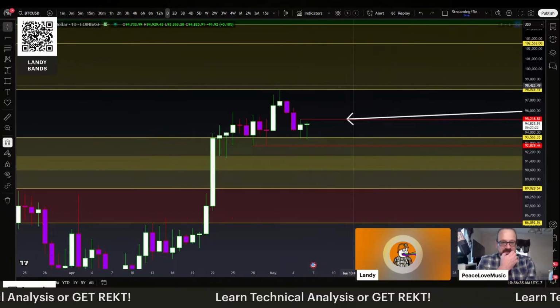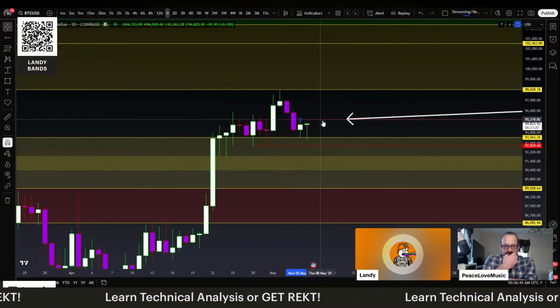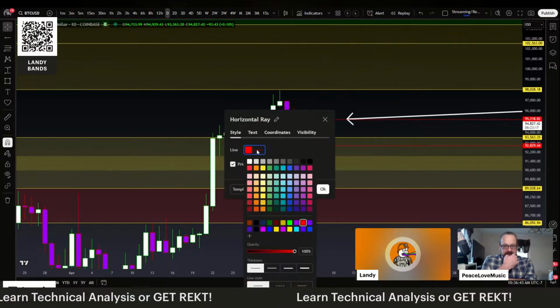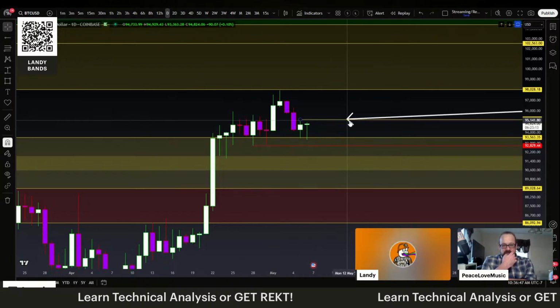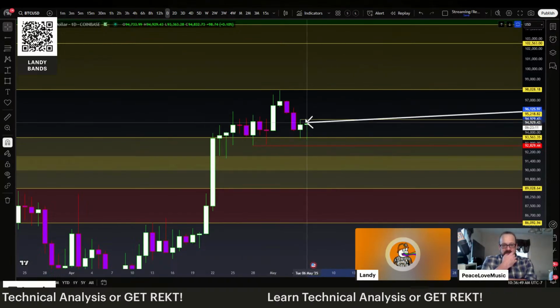We can say something like this. Okay, to set a low on the daily here, technically, we would be looking at closes above that 95,200 level.